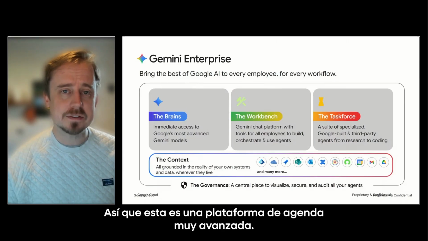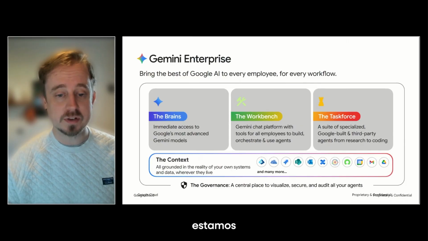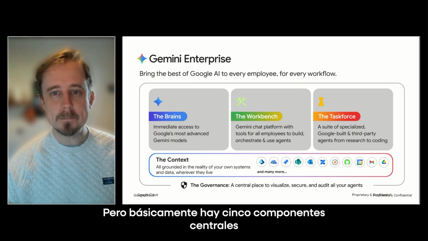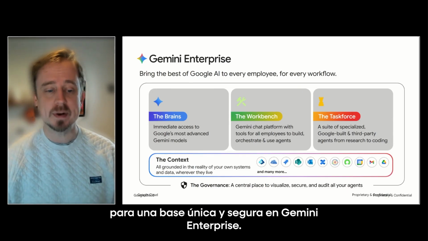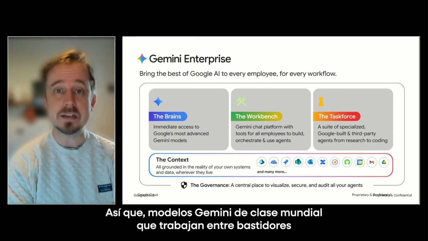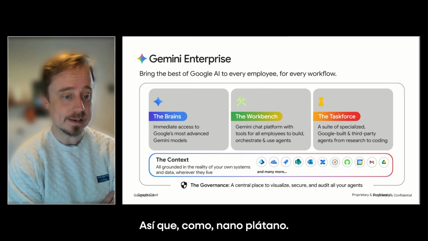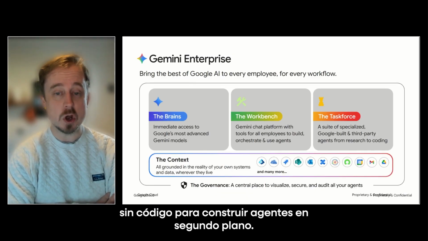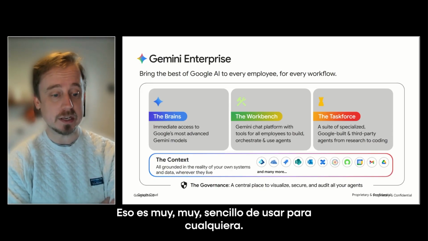So this is a very advanced agentic platform. We're exploring it as we speak, and we're just diving deep into it, and it's quite intense. But there are basically 5 core components for a single secure foundation in Gemini Enterprise. The first is the brains. So world-class Gemini models that are working behind the scenes with the models that people know, like Nano Banana. Then the workbench itself, which is the no-code platform to build agents in the background. That is very, very simple for anyone to use.